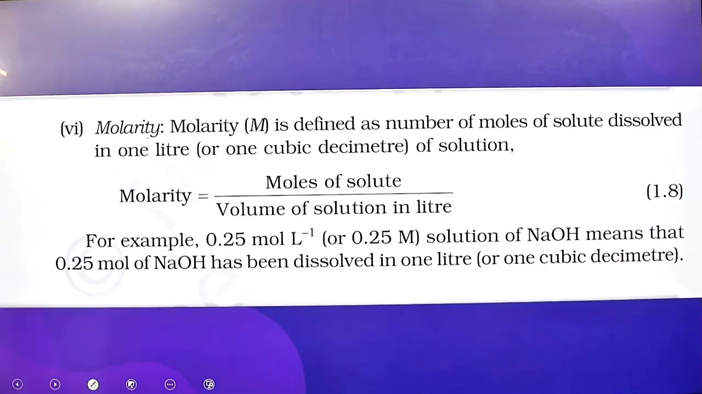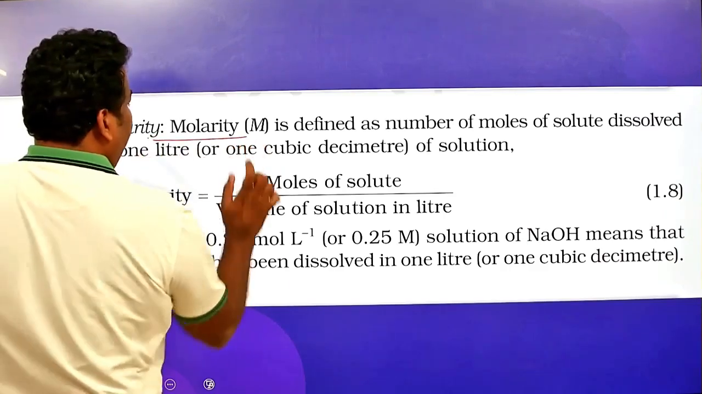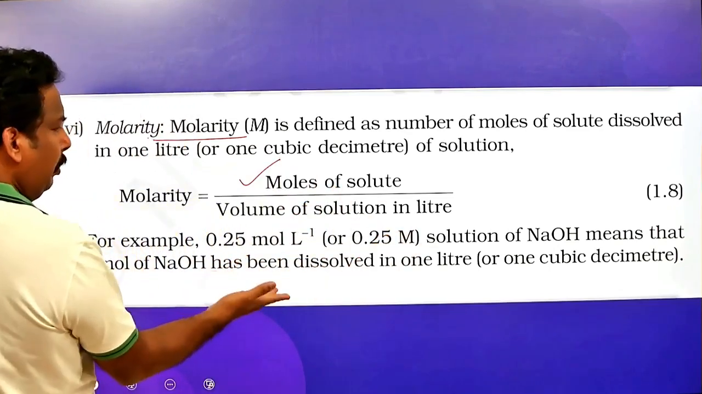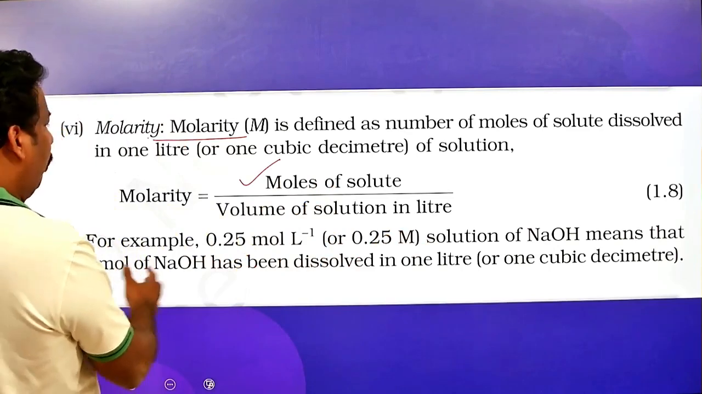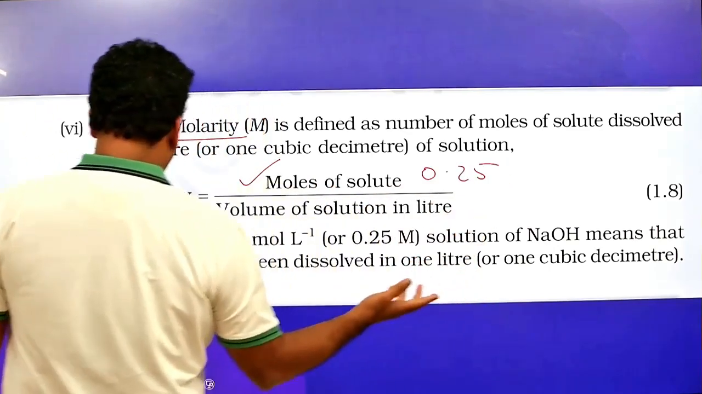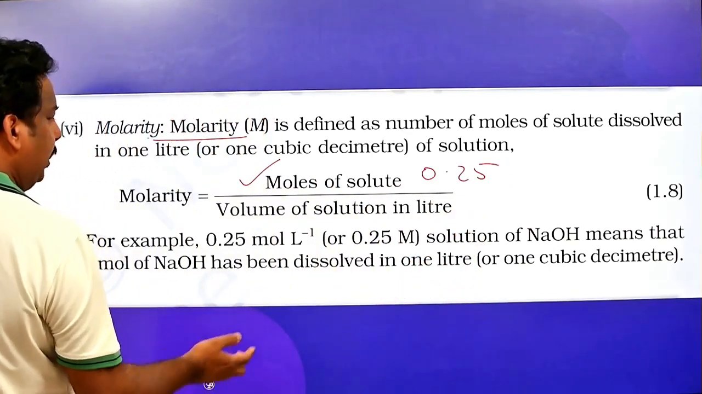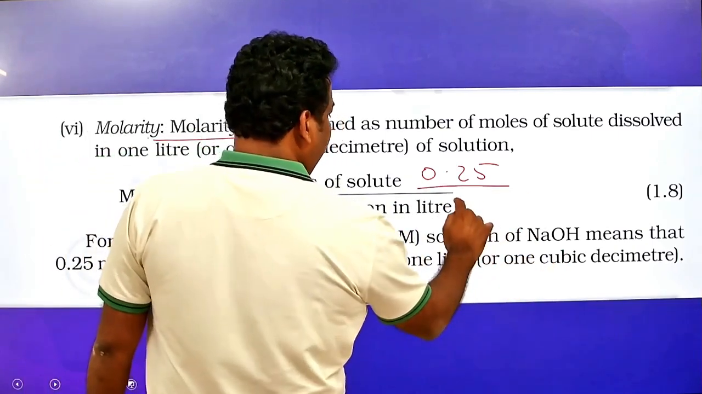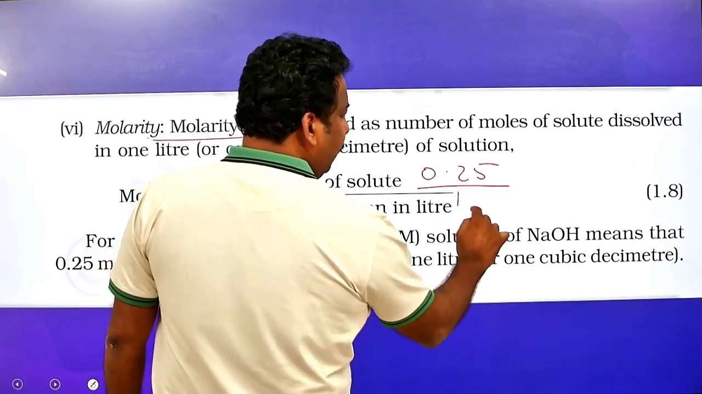What does it mean? I am not trying to test your knowledge. I am trying to make you understand better. Normally you understood molarity is nothing but moles of the solute. What is given? Moles of the solute, 0.25, is the final moles that has been dissolved in 1 liter. Am I right? 1 liter. How do you represent it? How do you put it?